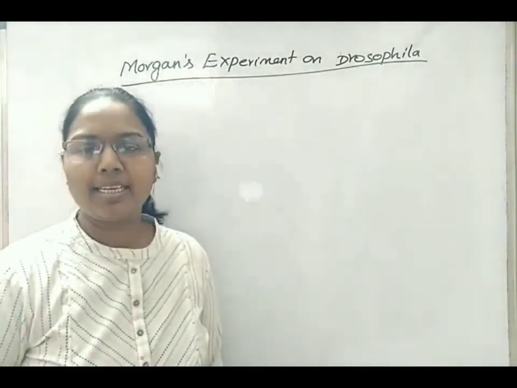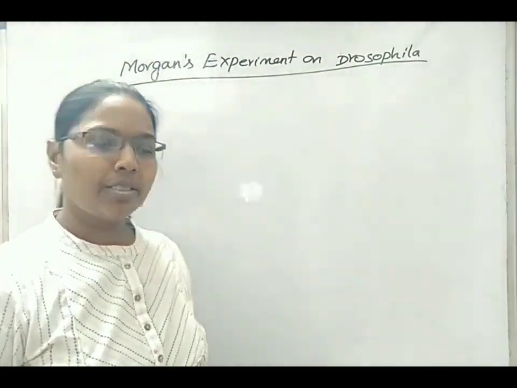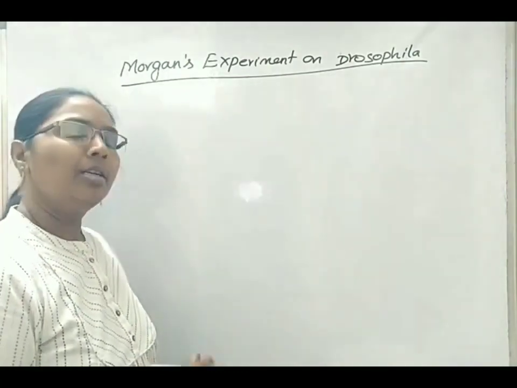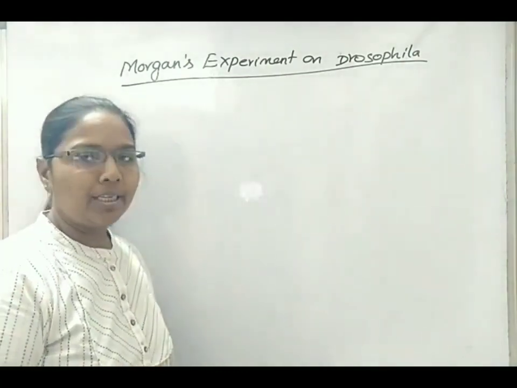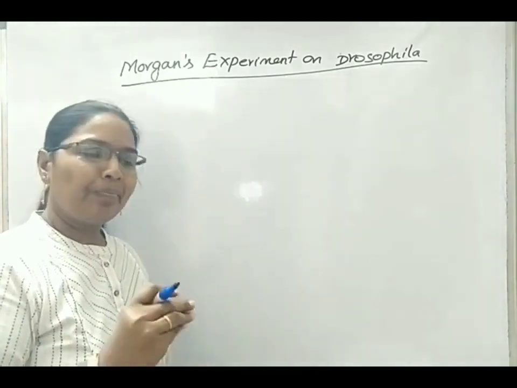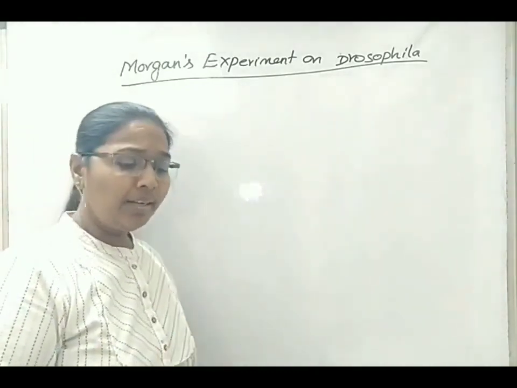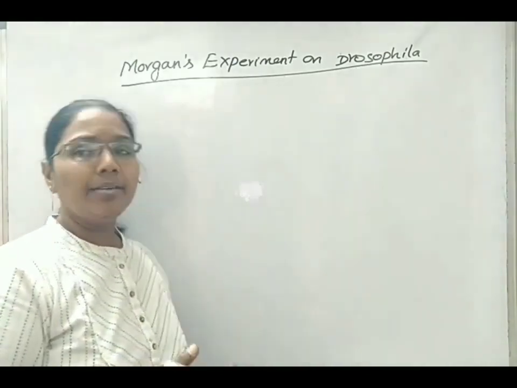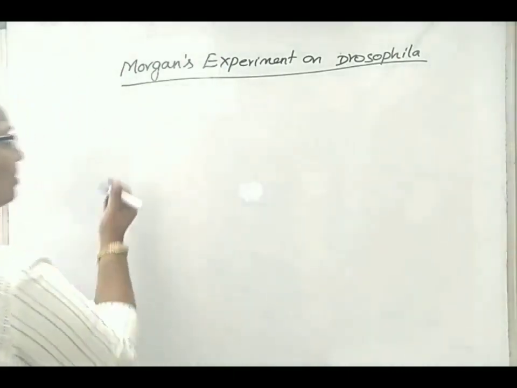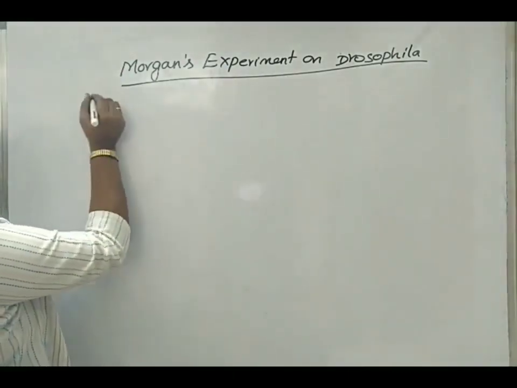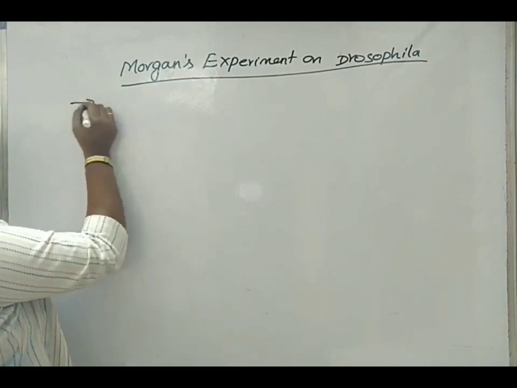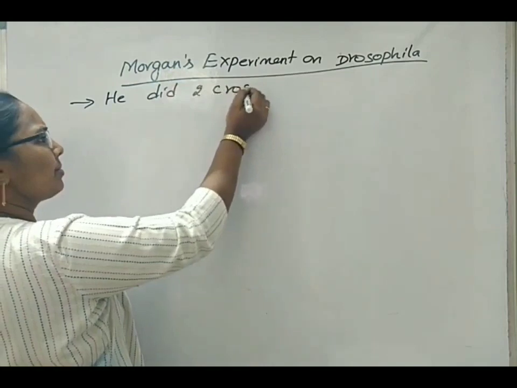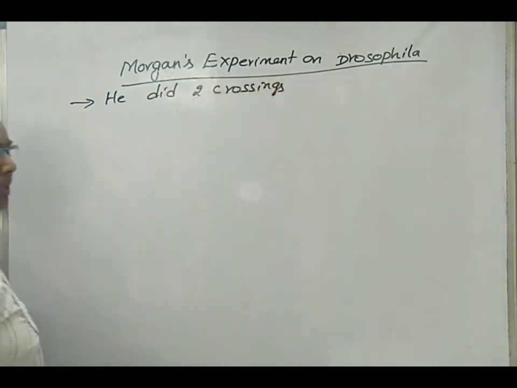According to NCERT, page number 84, we have seen the diagrammatic representation of Morgan's work on Drosophila considering the body color, that is brown or yellow color, and also the eye color as red and white. Morgan has done two types of crossings.